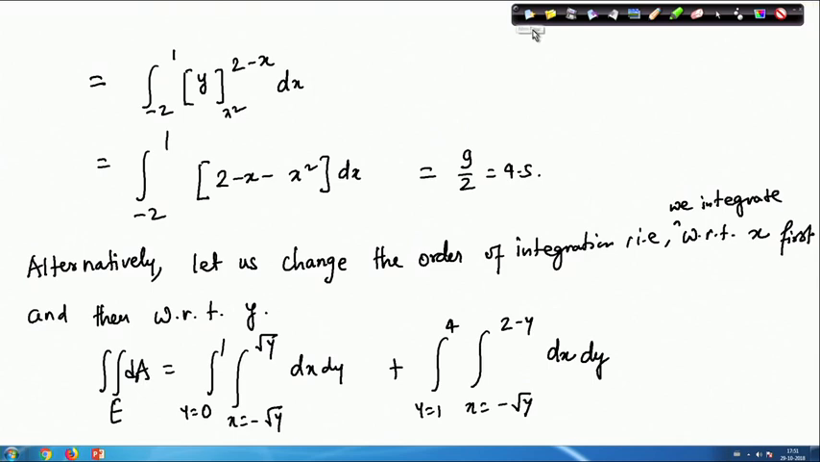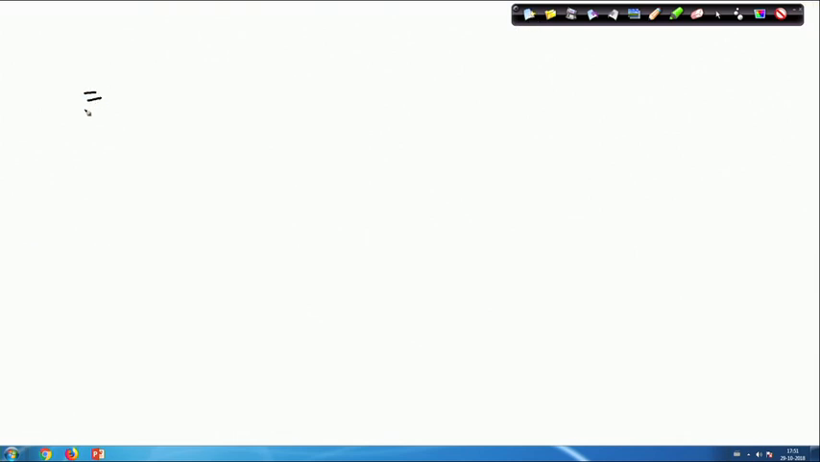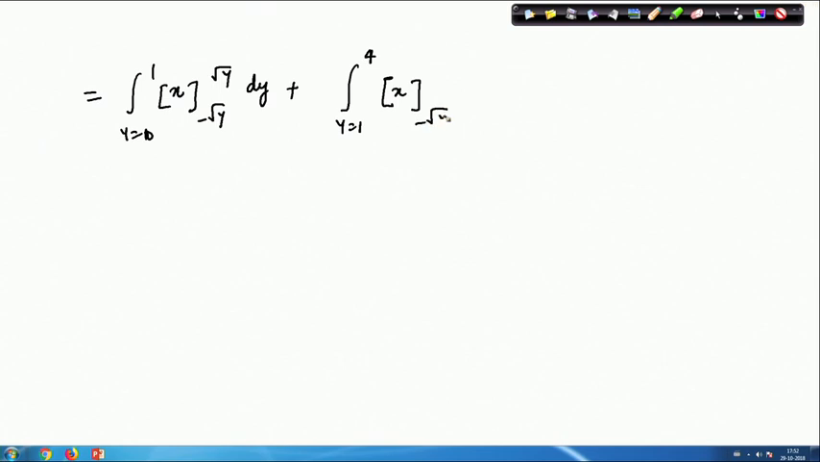And then we calculate. So if we calculate, then we have basically integral y running from 0 to 1, then we have dx dy. So we will have x, and then this will be minus of square root of y to plus of square root of y dy, plus integral from y running from 1 to 4. We integrate with respect to x, and then this will be x, then minus of square root of y to 2 minus y dy.